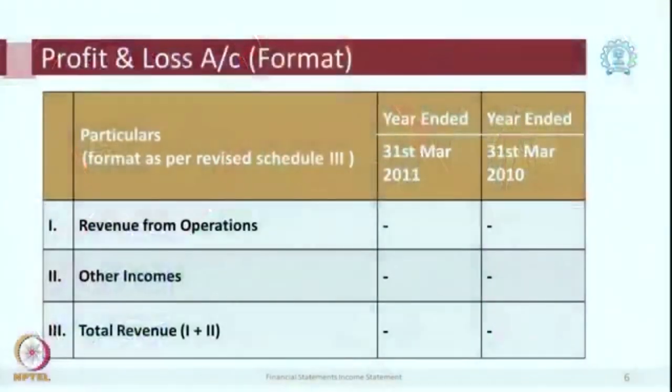Namaste. Welcome to Financial Accounting. We had discussed the balance sheet, which is one of the most important statements of a financial nature. In the last session, we had started with the discussion on profit and loss account. We had almost done. We will just have some more discussion today.